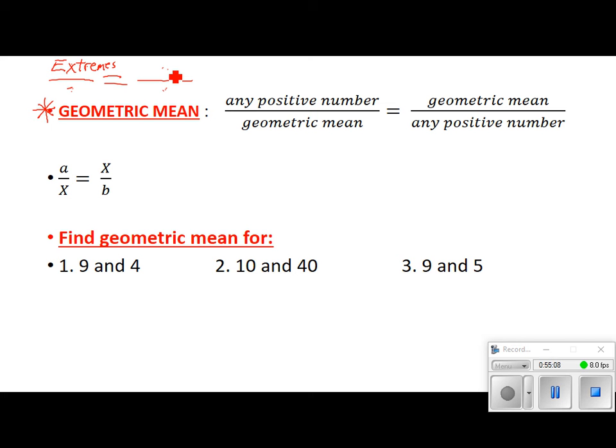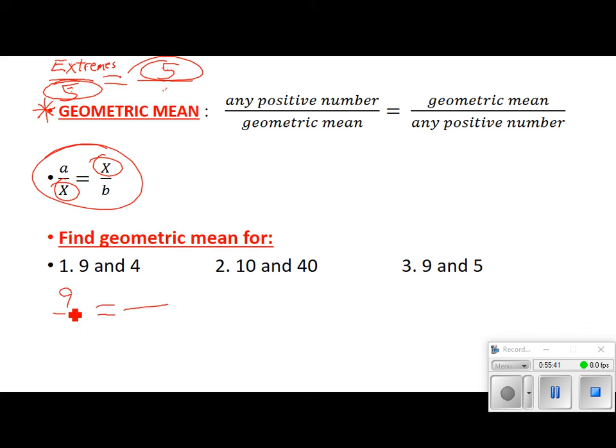Extremes and means. When you have a geometric mean, that's telling you that this number that's in this spot and this number that's in this spot are exactly the same. So if there's a 5 here, what's going to be there? 5. That's all it is. All right? This is another way to write it. A and B, whatever the two numbers are. And notice that you've got X here, X there. They're both exactly the same. Geometric mean.